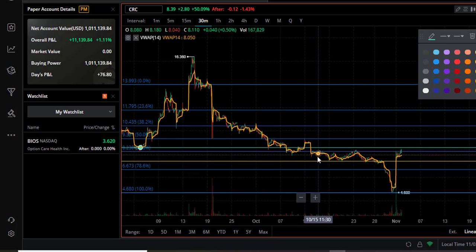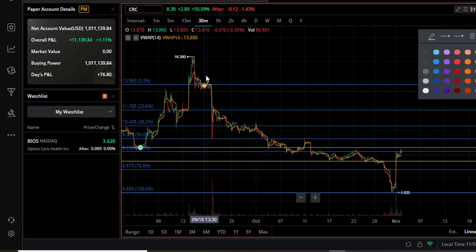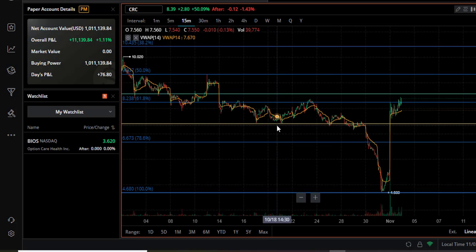Then it becomes resistance here, resistance here, resistance here. So that's what I would do and put in my lines. Well, that's a fib line actually. This is the support line. So it's hitting here, hitting here, hitting here, hitting here. So I would leave that right there and then watch the stock to see what actually happens.